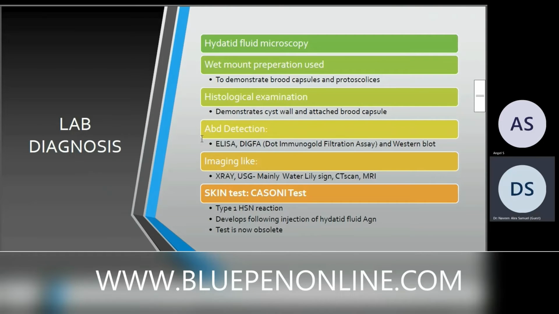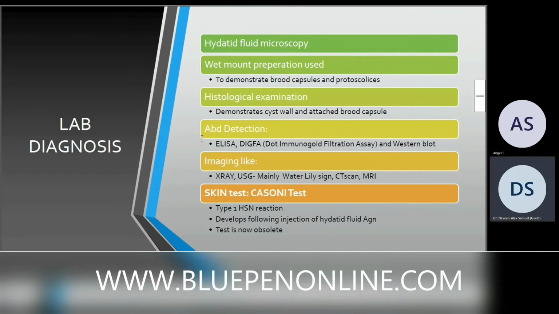And next, the lab diagnosis is antibody detection. In antibody detection, the test we do is ELISA. The next is the dot immunogold filtration assay, DIGFA. And next is Western blot. The imaging we do is X-ray, or mainly USG, that shows mainly the water lily sign. Then CT scan, then MRI. Then, before that, a skin test was done, the Casoni's test, but now it's not done.